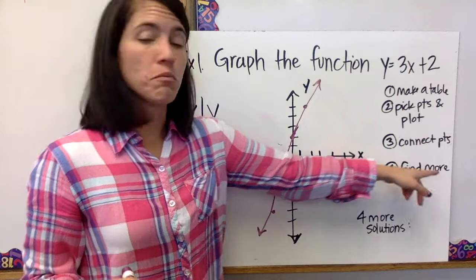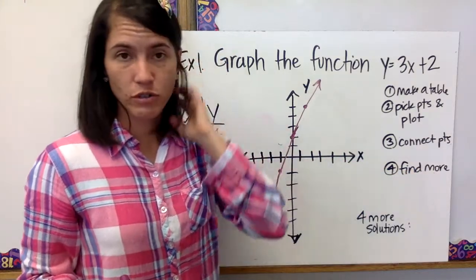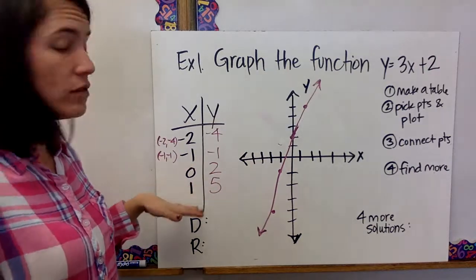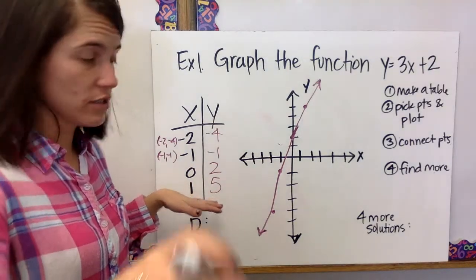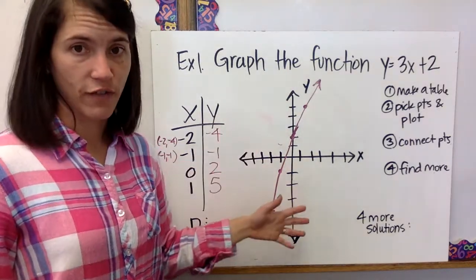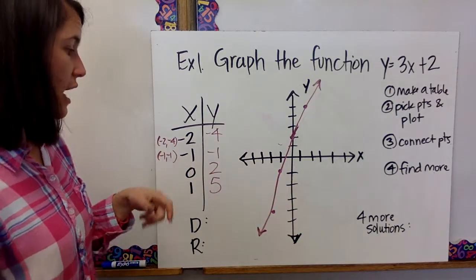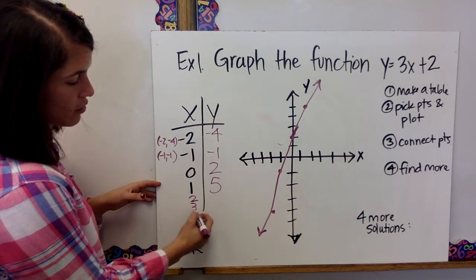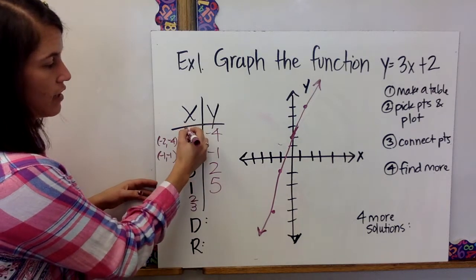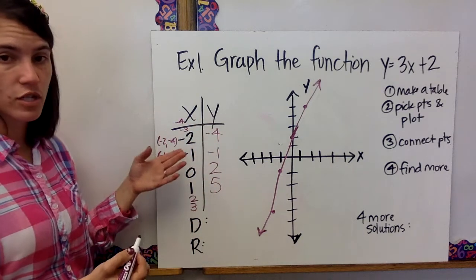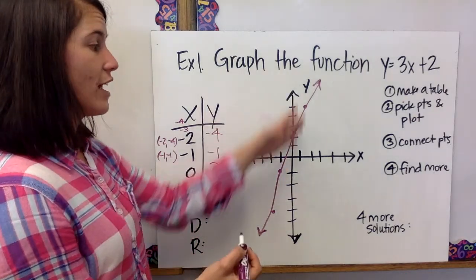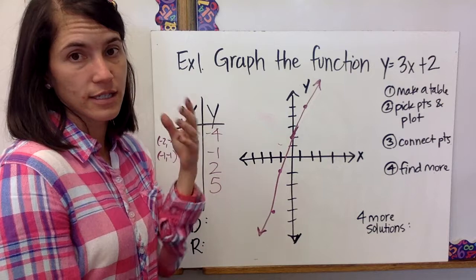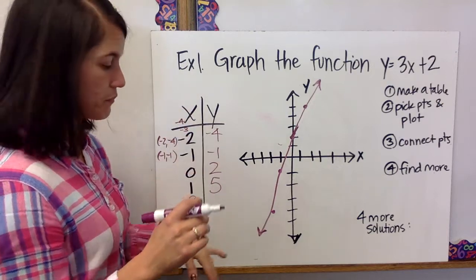To find more solutions, you can do one of two things. You can use your table to find some more solutions, or you can look at your graph to find more solutions. If you want to use your table, then you would just keep going: 2, 3, or you can come here, -3, -4. It's up to you. Or you could use your graph and pick another point on your graph. Your graph might be easier to read since it's a better coordinate plane.